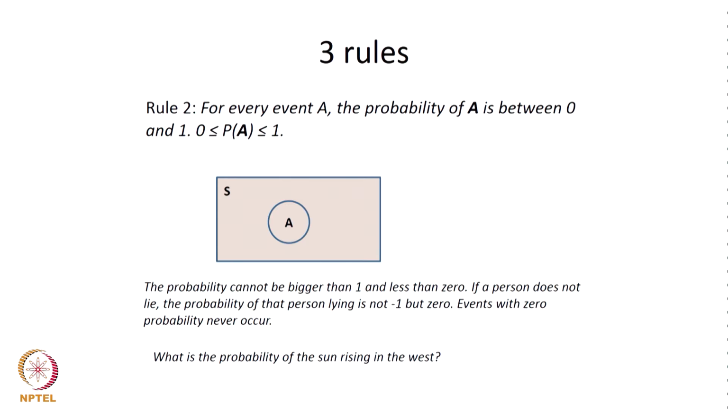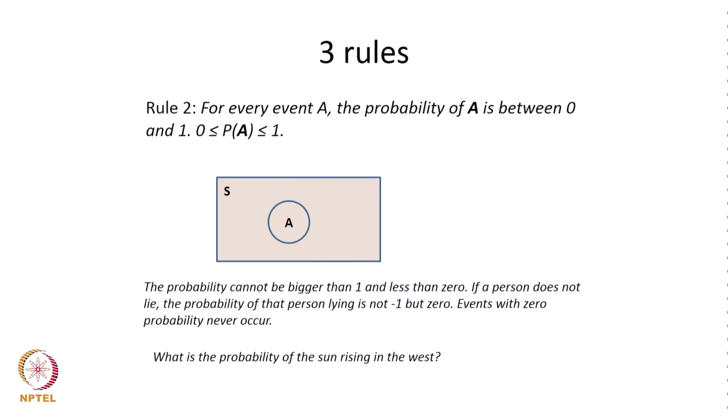In this lecture, we continue our discussion on the basic concepts of probability. In the previous lecture, we looked at sample space and the events, and then we saw the first principle that the sum of the probabilities of all the events adds up to 1. Now, we look at the second rule, which says for every event A, the probability of A is between 0 and 1. So, P of A is less than or equal to 1. The probability cannot be bigger than 1 and it cannot be less than 0.